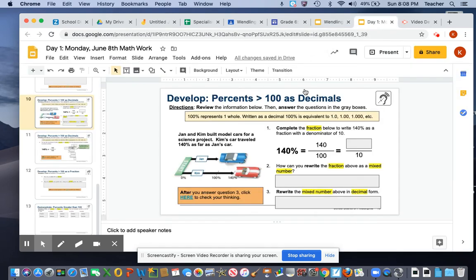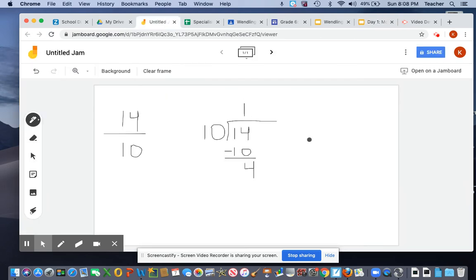Let's double check what they asked us for. They asked us for a mixed number. So a mixed number, I'm going to need this 1 as my whole number. The 4 is my numerator. The denominator is this 10 like it was before. So 14 tenths is the same as 1 and 4 tenths.